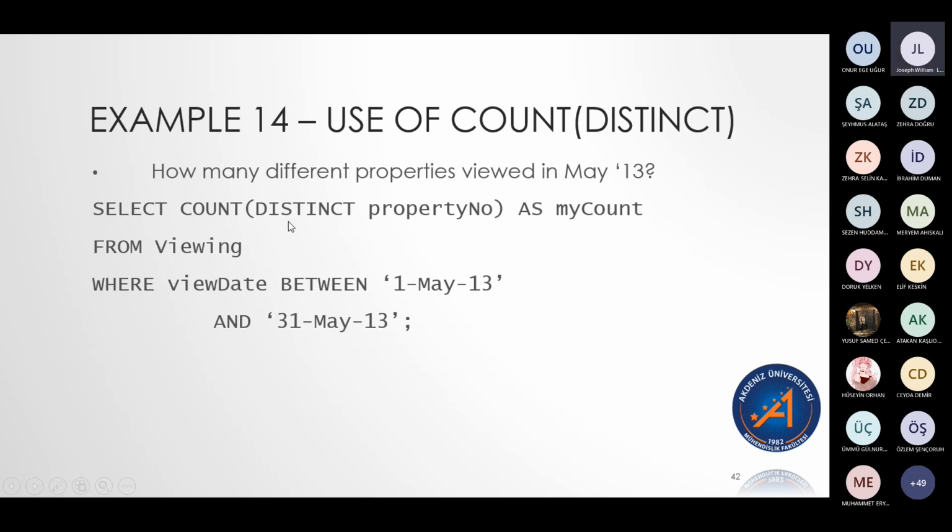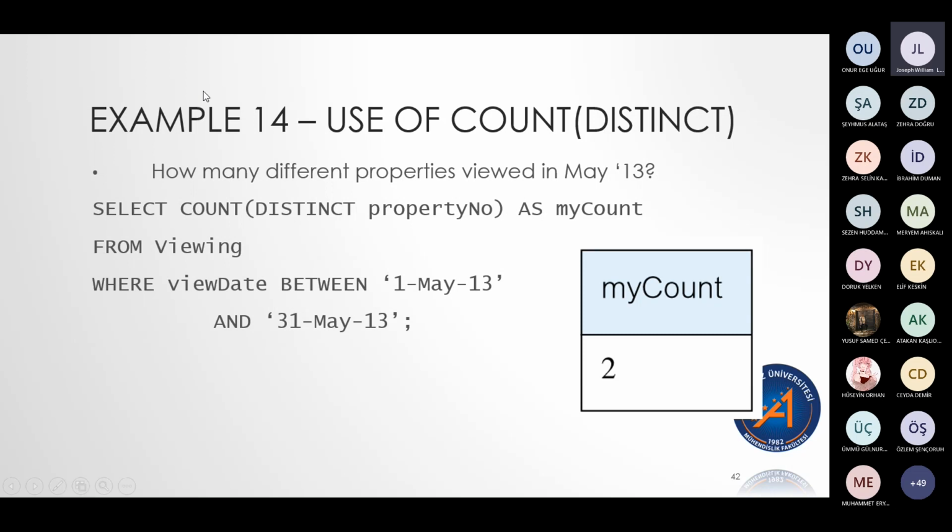We can also put a distinct on a column name to say select distinct property numbers as my count from viewing that had view dates between these two dates. So any properties that show up in there, we're going to say only count the number of distinct property numbers that show up between those dates. Now, again, we don't know how many viewings appeared. We don't know how many rows there are between these two dates. All we know is that 2 distinct properties were viewed in the month of May.